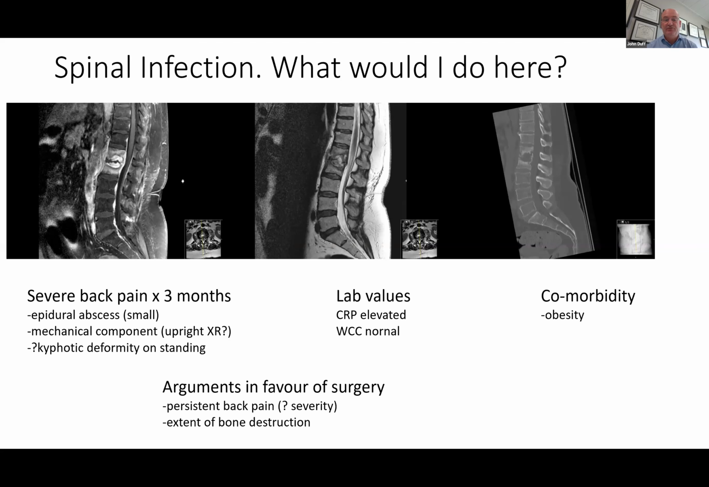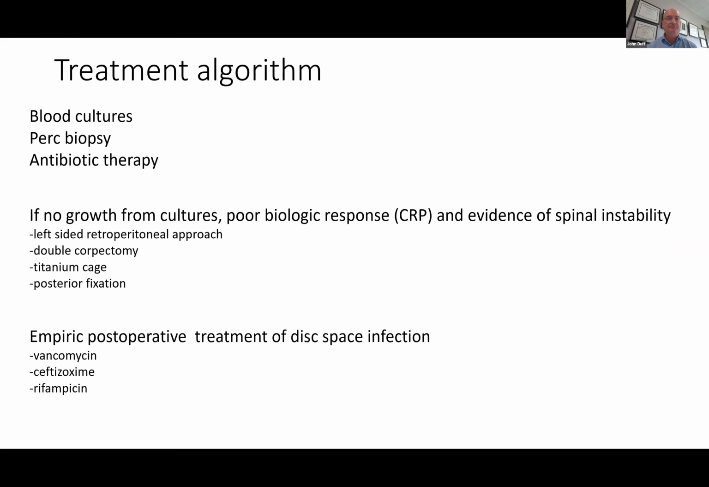We don't have standing x-rays, so I'm not sure that she kyphoses. Her CRP is elevated. She has multiple comorbidities, including obesity. But I think there's an argument in favor of surgery, and this is what I would favor in this patient with the extent of bone destruction. So aside from doing the routine stuff, the blood cultures, potential percutaneous biopsy, either CT guided, and antibiotic therapy, I think I would veer towards surgery here.